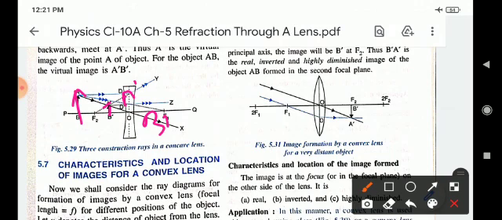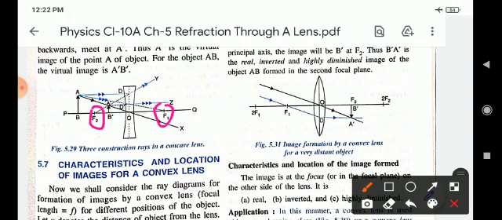In a concave lens, the focus F1 is on the right side of the optical center. F1 is the right point of the optical center. And focus F2 is on the left side. Right? F2 is the focus on the left side.